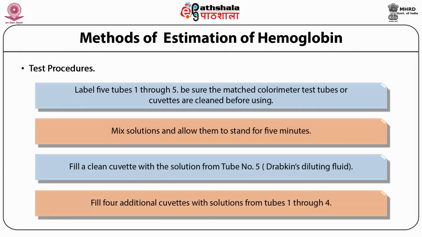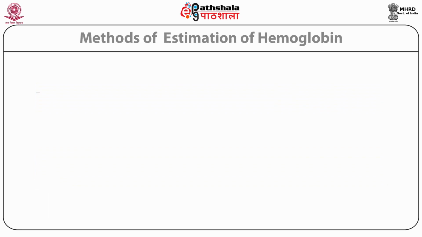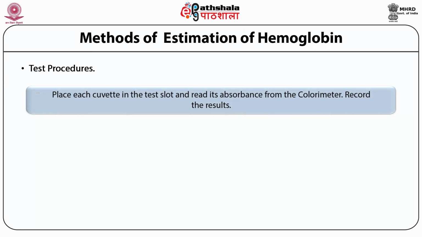Fill 4 additional cuvettes with solutions from tubes 1 through 4. Place each cuvette in the test slot and read its absorbance from the colorimeter. Record the result.